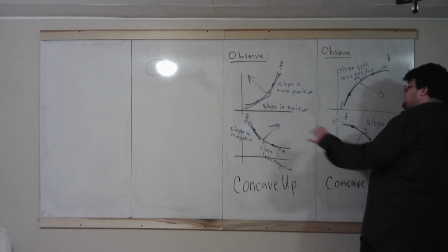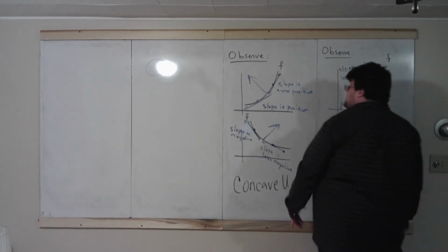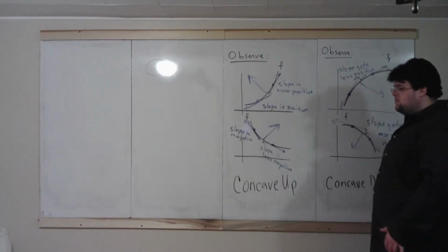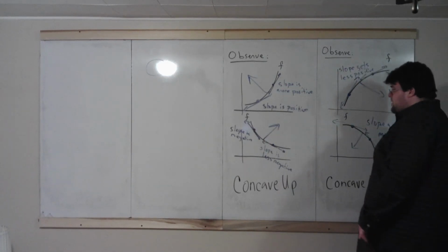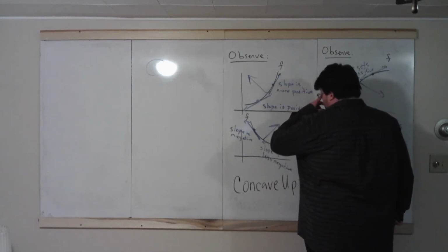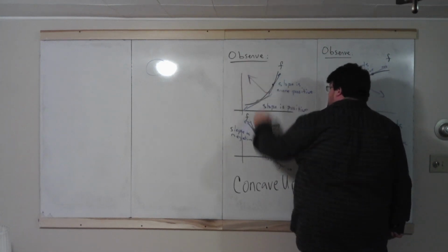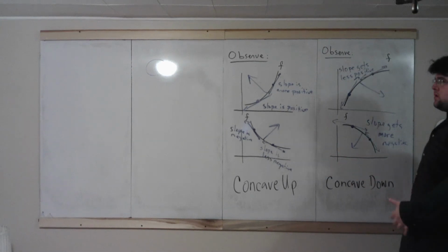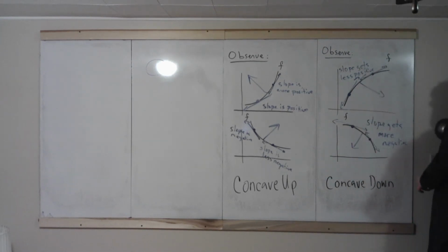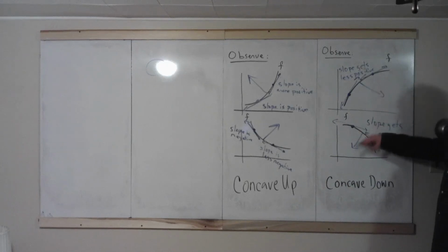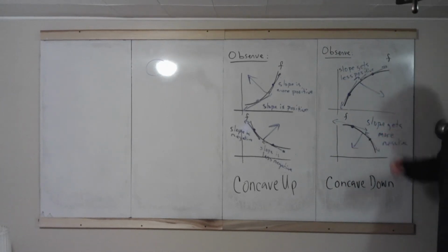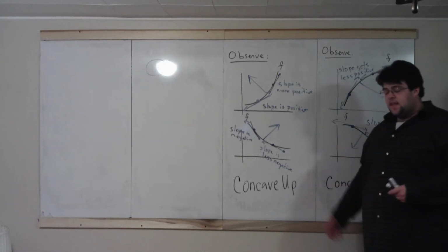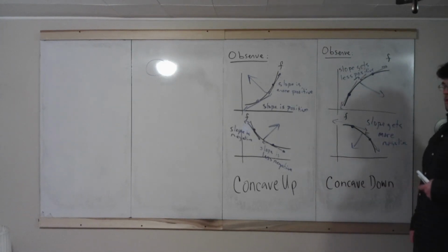Why is that? Well, when we point away from the bowed in piece, B-O-W-E-D is the word I'm saying, in both of these cases those arrows are trending upward. And if you look at these two cases, both of those are trending downward. So we call this one concave down, and concave up is the first one.